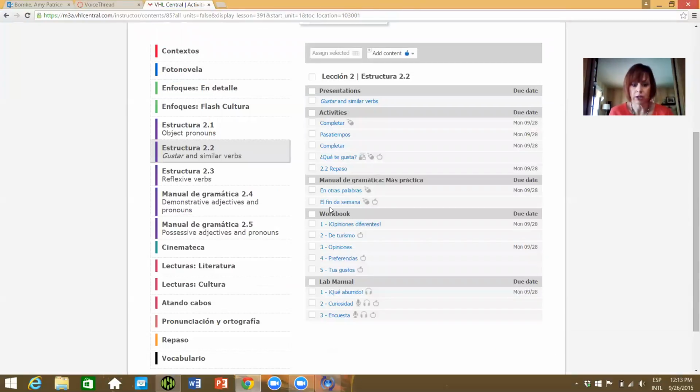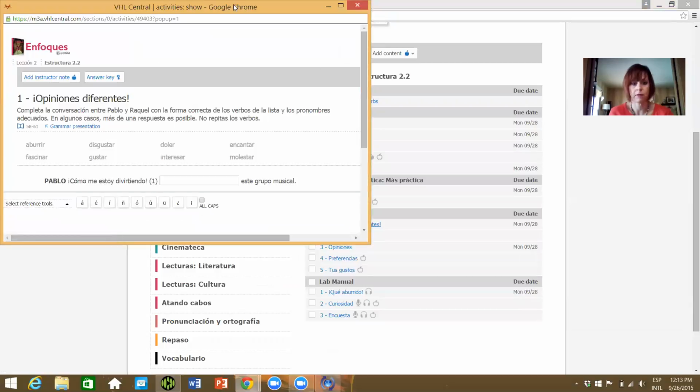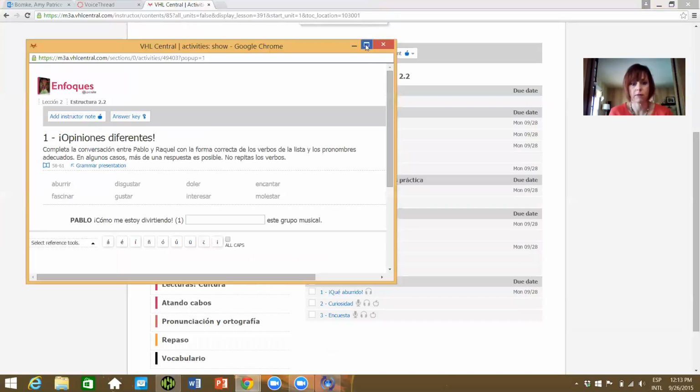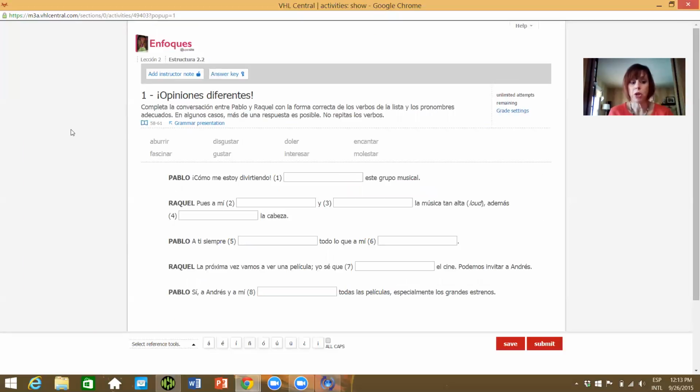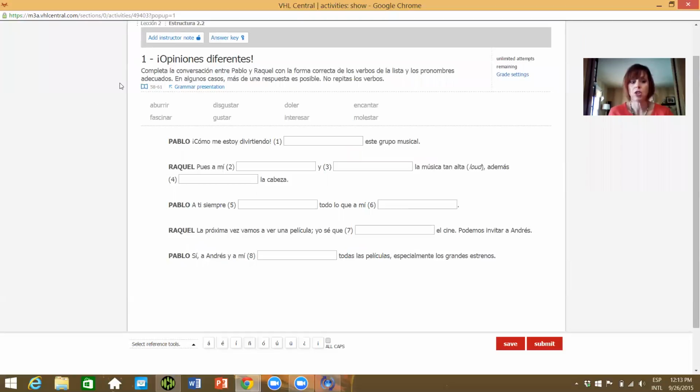Another one that I wanted to look at was this one. All right, so opiniones diferentes. Completa la conversación entre Pablo y Raquel con la forma correcta de los verbos de la lista y los pronombres adecuados. En algunos casos, más de una respuesta es posible. No repitas los verbos. So you can only use each one of these verbs one time.